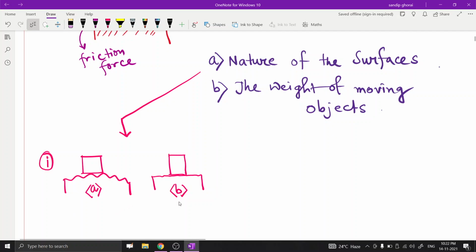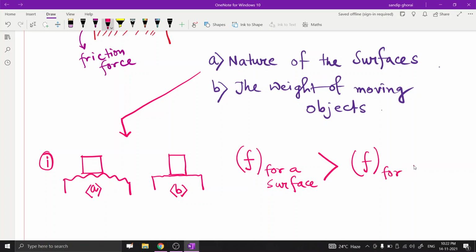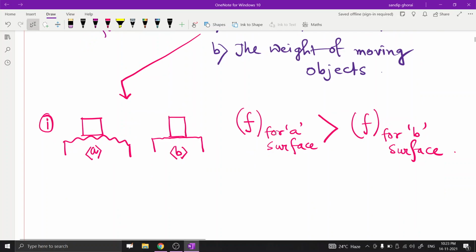So the roughness of A is greater than the roughness of B. That means the friction force acting on surface A is greater than the friction on surface B. So the frictional force for surface A is greater than the frictional force for surface B. What is the cause behind it? The cause is that the roughness of surface A is greater than the roughness of surface B. And what is the next point? That is the weight of the moving body.